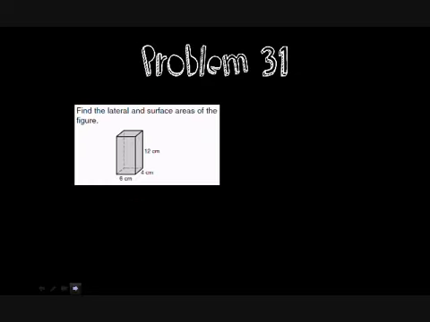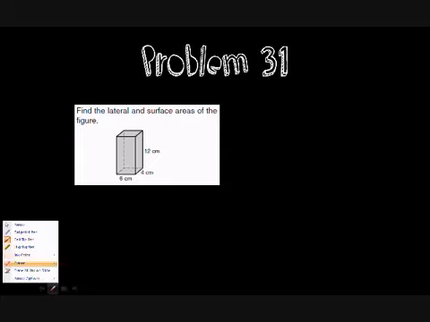Okay, problem 30. Describe the three-dimensional figure that can be made from the net. Well, these little guys would fold down, and this would connect them, and we have a cylinder. And so this would be a cylinder. Okay, problem 31. Find the lateral and total surface areas of the figure.